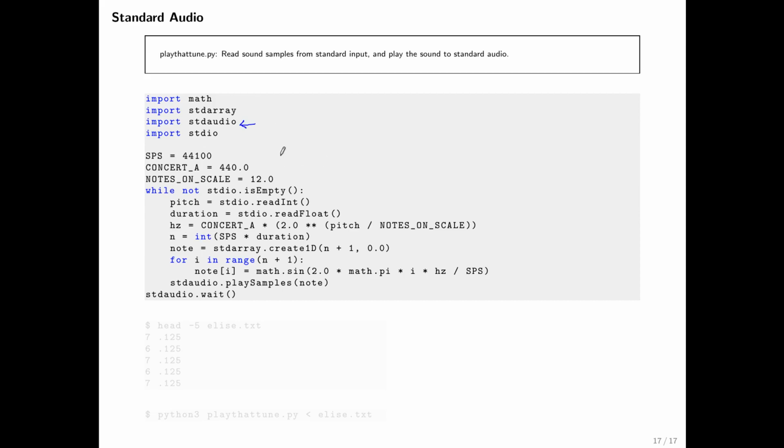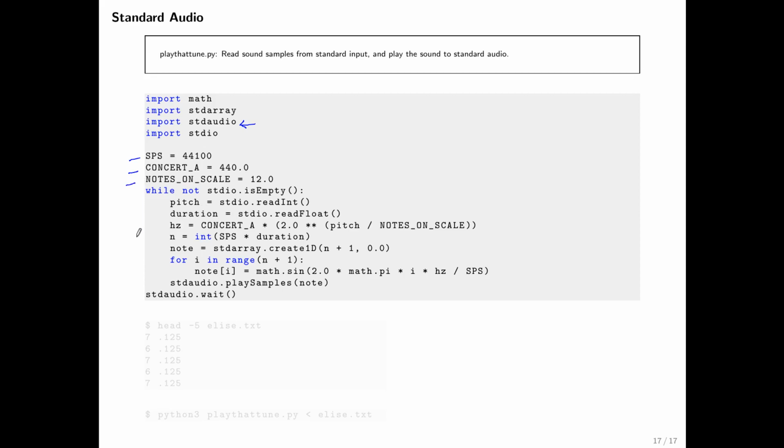And then we initialize three constants, SPS for samples per second to the most popular sampling rate, which is 44,100. And then we set the value of concert A to be 440. So that's the frequency of the concert A note. And then we say that the number of notes on a scale is 12.